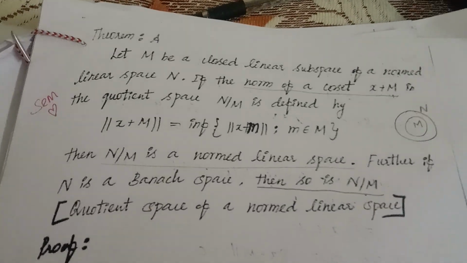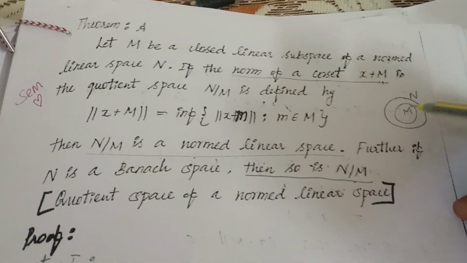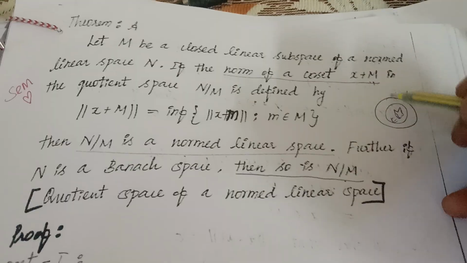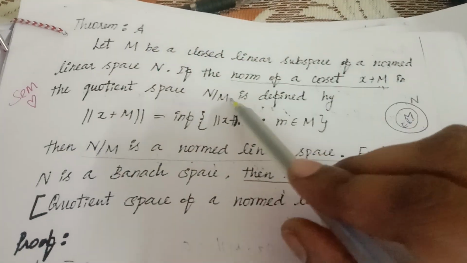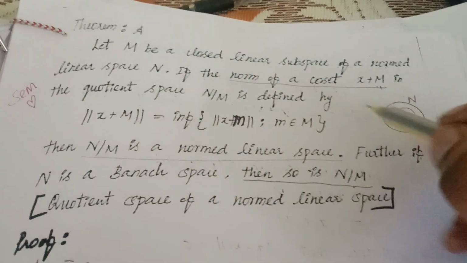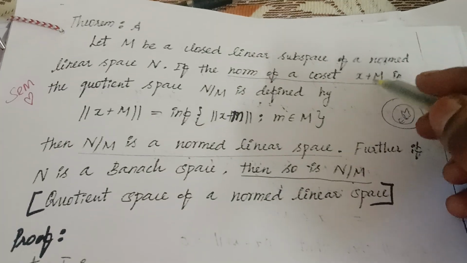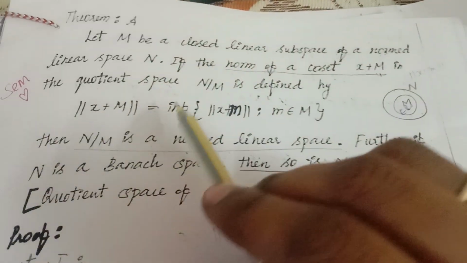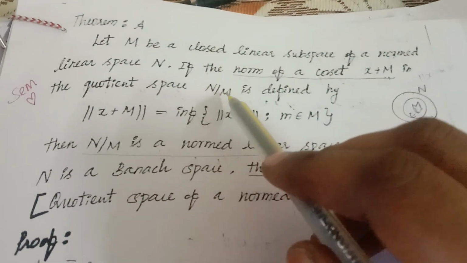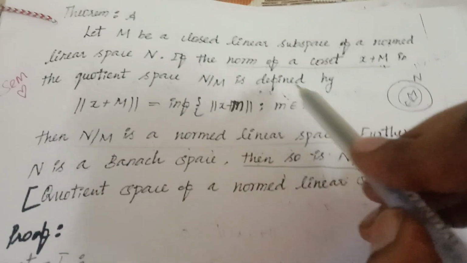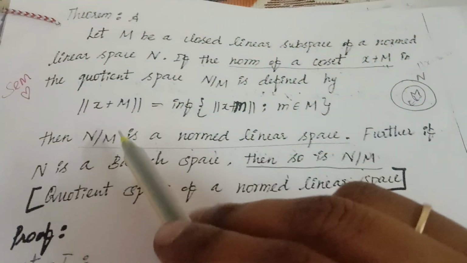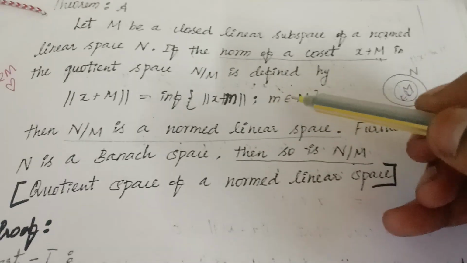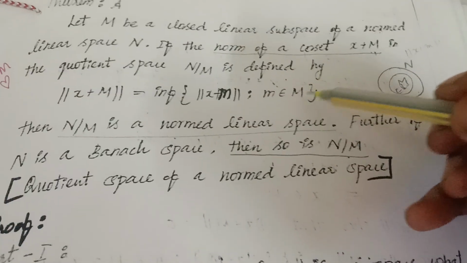Let M be the closed linear subspace of the normed linear space. If the norm of the coset x + M in the quotient space, denoted by N/M, is defined by norm of (x + M) equal to the infimum of norm of (x + m), where m belongs to M.